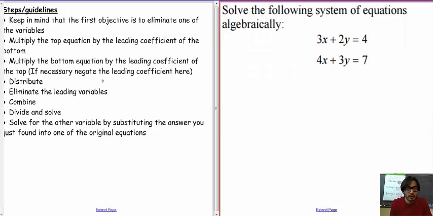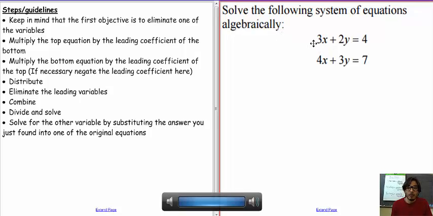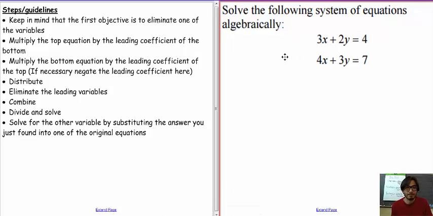So here are the list of steps and guidelines that I'll be using, and this right over here is example 1, and it will be our only example for this video. So let's go over it. Solve the following system of equations algebraically.